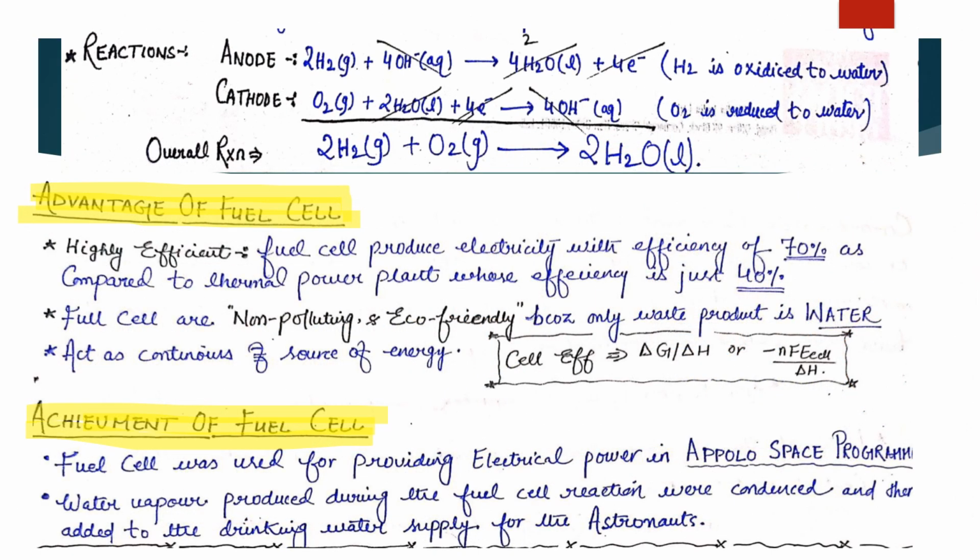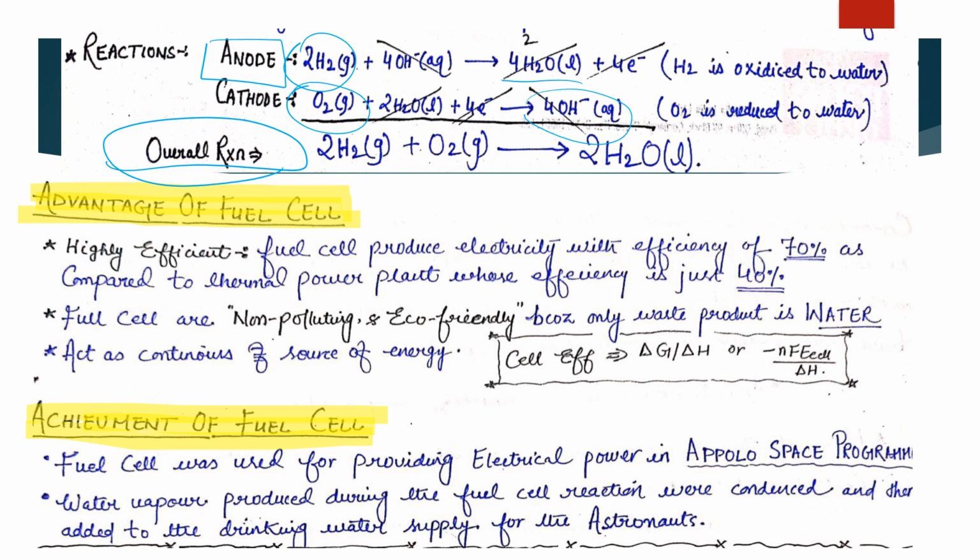Before starting this, you can understand about the reactions of the fuel cell. Hydrogen undergoes oxidation to form water, while oxygen undergoes reduction to form water. Overall reaction can be written as, but it is not very important for you. Now the highlighted portion is the advantage of the fuel cell. What is the advantage of the fuel cell over the other cell?